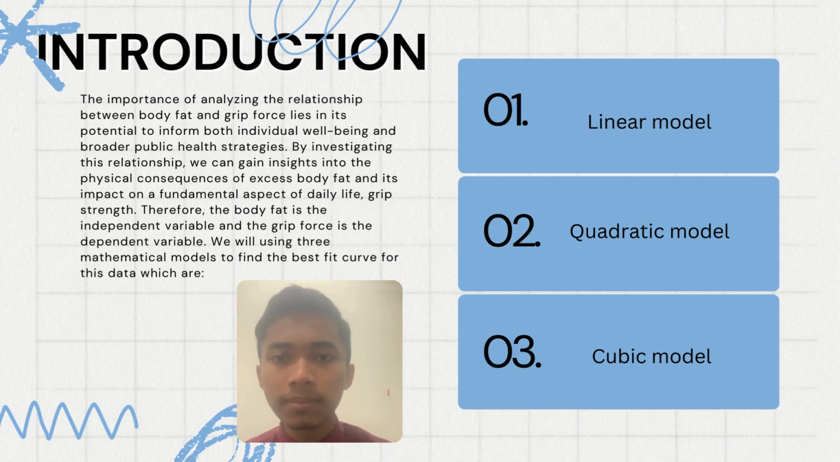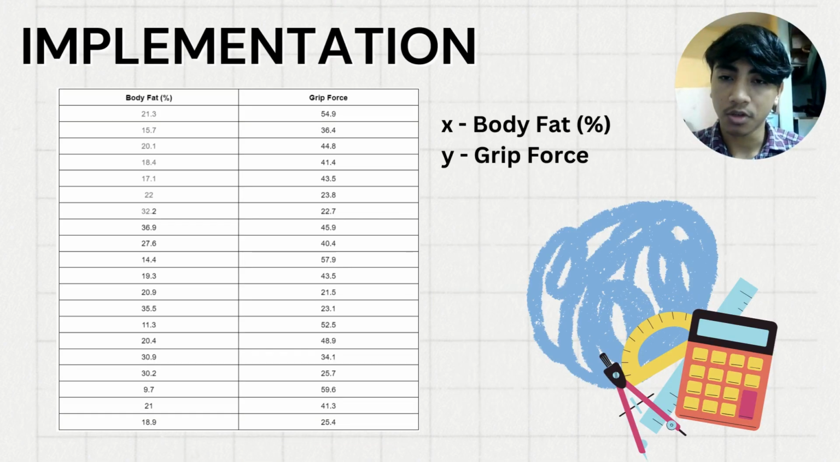We will use three mathematical models to find the best fit curve for the data, which are the linear model, quadratic model and cubic model. Okay, let's go to the implementation of each model. Our x variable is body fat in terms of percentage, and our y variable is grip force. We're using the linear, quadratic and cubic models to find the best fit curve.